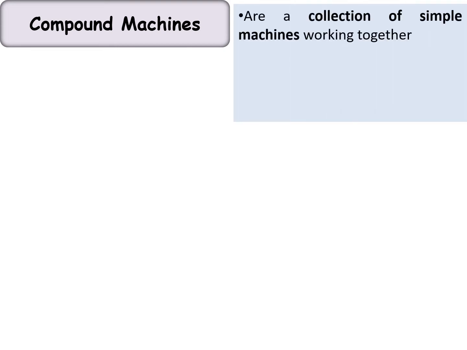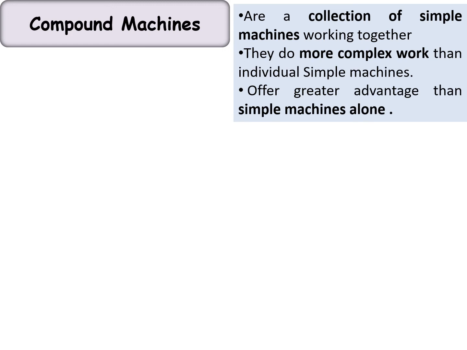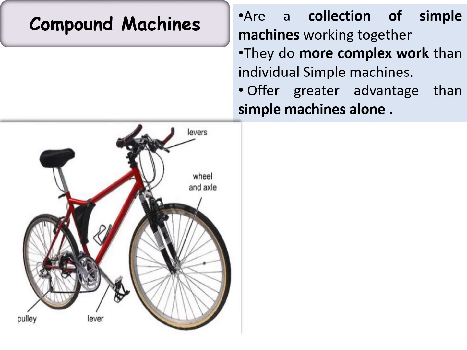There are 6 types of simple machines, and now we come to compound machines. As we know, compound machines are a collection of simple machines working together. They do more complex work than individual simple machines, and they offer greater advantage than simple machines alone. Hence, they become more beneficial. For example, a compound machine: a cycle.